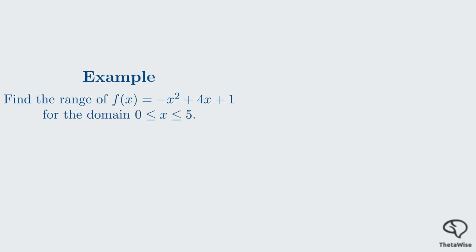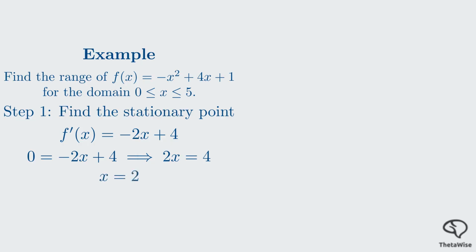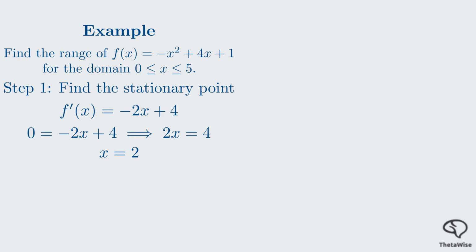In this example, we find the range of a quadratic function with a restricted domain. Let's solve this step by step. First, we find the stationary point by differentiating the function. Setting the derivative to 0 gives us x = 2. Now, we must check if x = 2 is within our domain of 0 to 5.